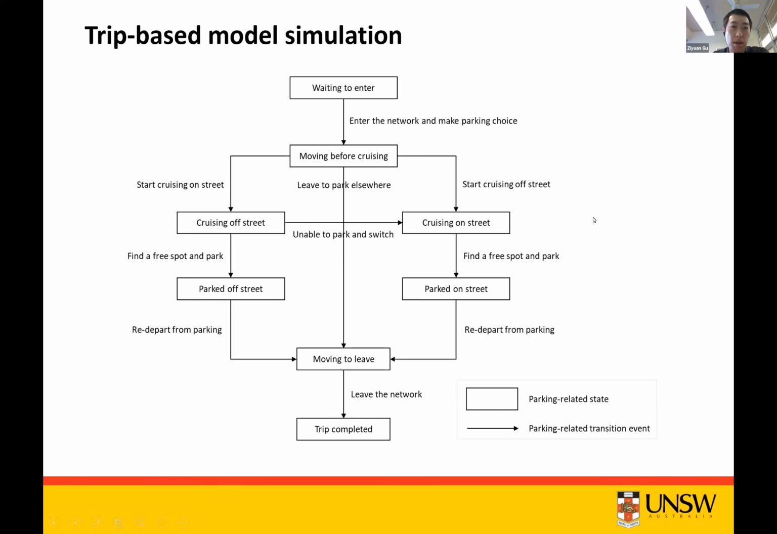The simulation mechanism of the trip-based model is here. As I said, this is an event-based simulation technique. Here we have different events, which are represented by the rectangles. Of course, you have waiting to enter, which means that you haven't entered the network. Then if you enter the network, you're moving to your destination before cruising. Then you have to make a decision between parking on street, off street, or simply giving up parking and parking somewhere else beyond this region. The arrows in this figure represent the parking-related transition events, and they connect the parking-related states or events that may occur in this network. So this is the trip-based model simulation framework.